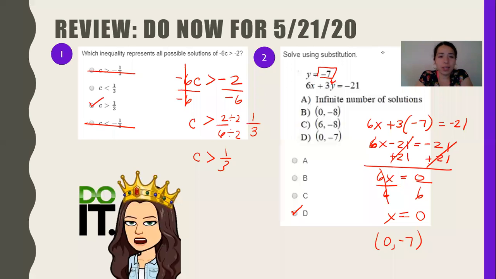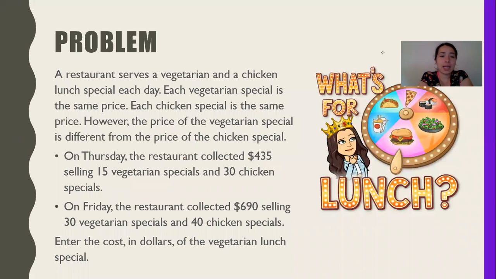Practice on that hopefully. So this problem is the one we looked at last time about the restaurant serving a vegetarian and chicken lunch special each day. Each vegetarian special is the same price, and each chicken special is the same price. However, the price of the vegetarian special is different from the price of the chicken special. On Thursday, the restaurant collected $435 selling 15 vegetarian specials and 30 chicken specials. On Friday, the restaurant collected $690 selling 30 vegetarian specials and 40 chicken specials. Enter the cost in dollars of the vegetarian lunch special. So today we should actually be able to solve this problem finally.